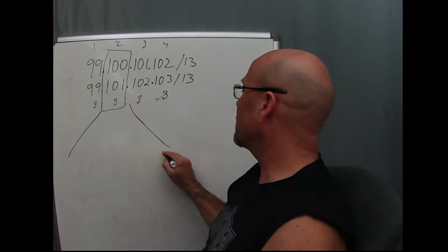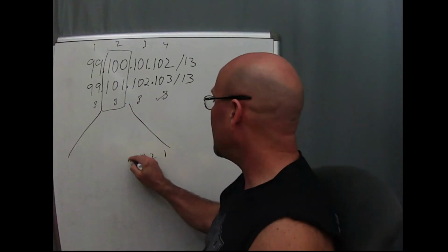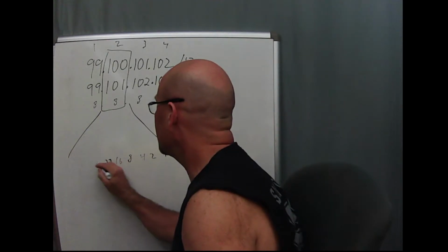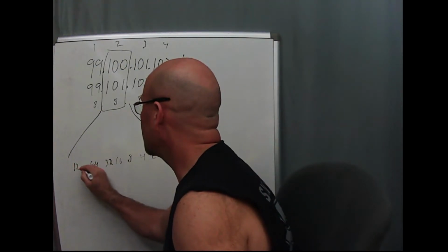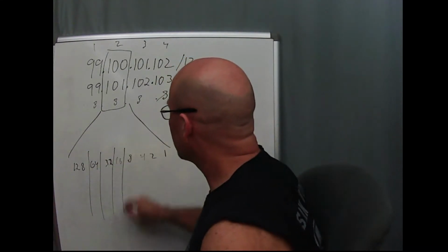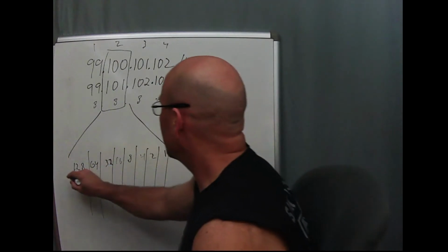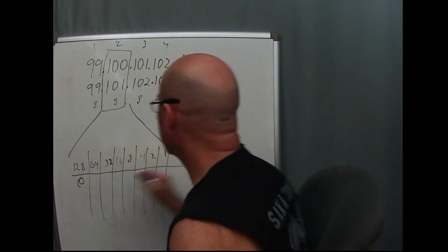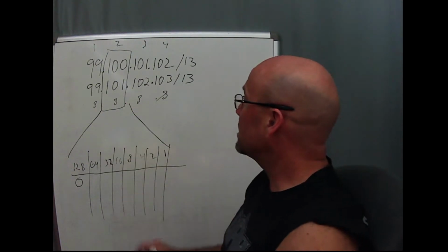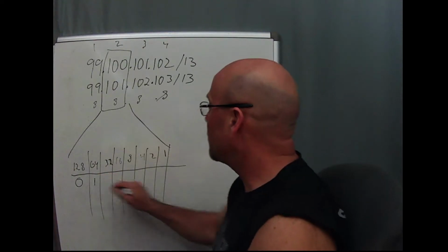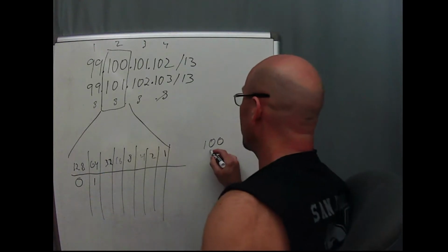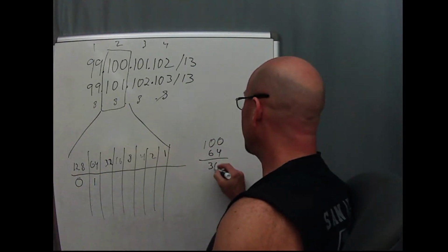draw your scale, 1, 2, 4, 8, 16, 32, 64, and 128. Is 100 greater than or equal to 128? The answer is no, it's not. Put a 0. Is 100 greater than or equal to 64? The answer is yes, it is greater than. So you put a 1 there. Write your 100 over here. Then since the answer is yes, bring the 64 over, subtract it, you get 36.